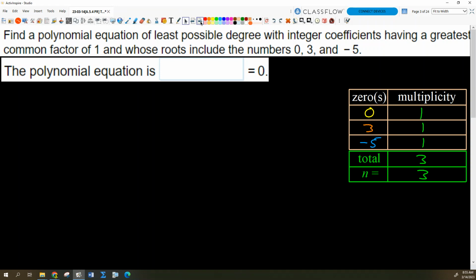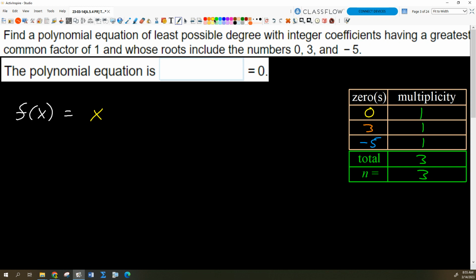X minus 3, right? What about 0? If 0 is a zero, then what's the factor? X minus 0, which is just x, isn't it? Okay, so we can start to build our polynomial then. We'll call it f of x. And the first factor is going to be just plain old x, right?